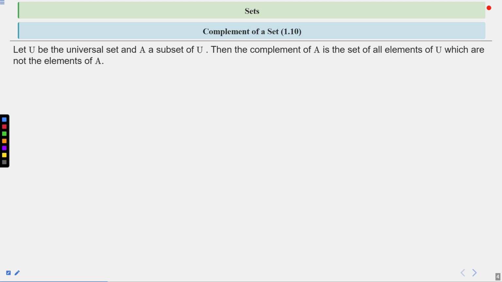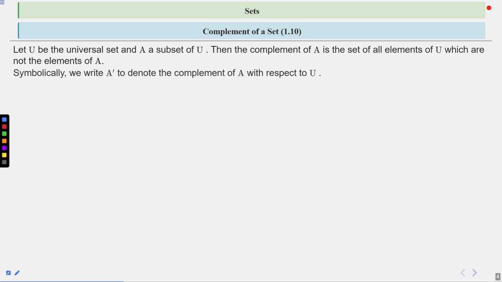If you have a universal set U and a set A which is a subset of U, then the complement of A is the set of all elements of U which are not elements of A. Simply. If you recall the difference set definition, you can interpret the complement of a set A in terms of difference also. So A complement is simply U minus A. Clear?